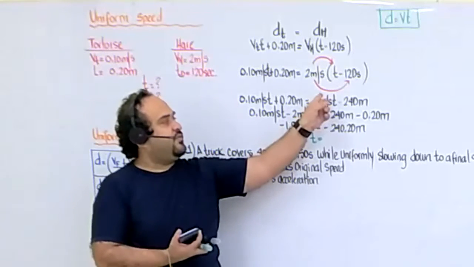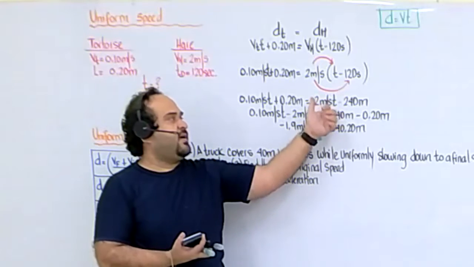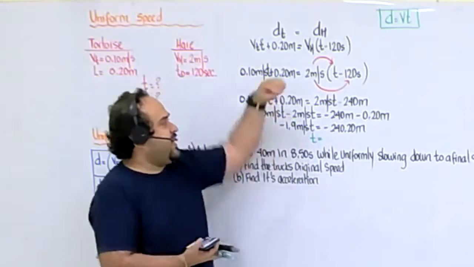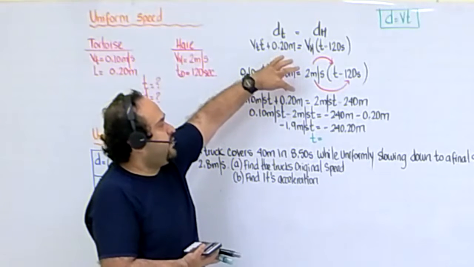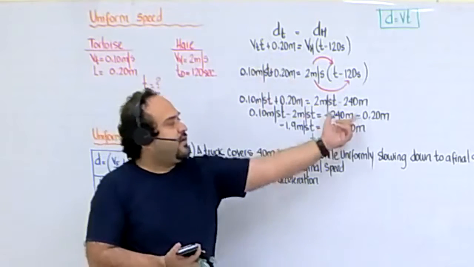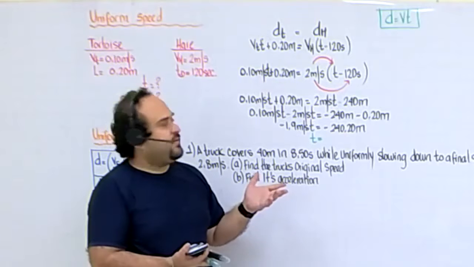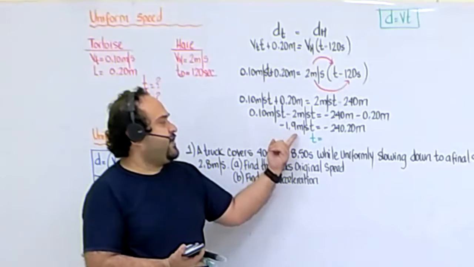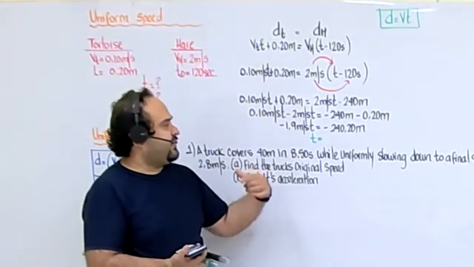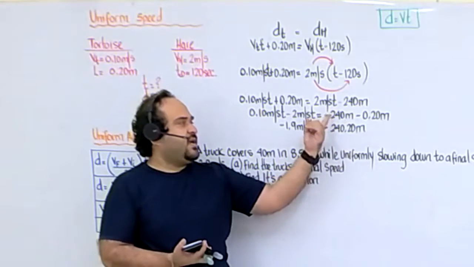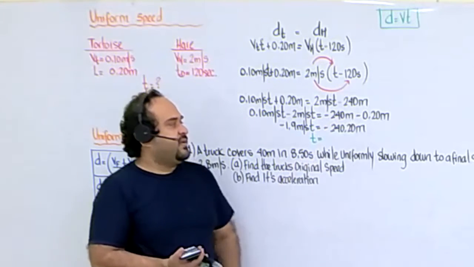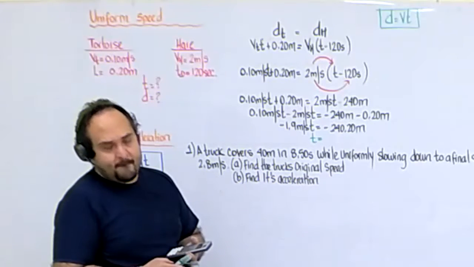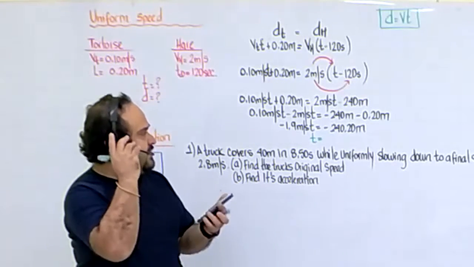Well, if you see 2 meters per second is positive, when you move to the left side, that will be negative. Okay, and this 0.20 meters was positive, when you move to the right side, was negative. Okay, so 0.10 minus 2, that will be negative 1.9 meters per second because we have like terms. Same way over here, negative 240 minus 0.20, we have negative 240.20. Understood?